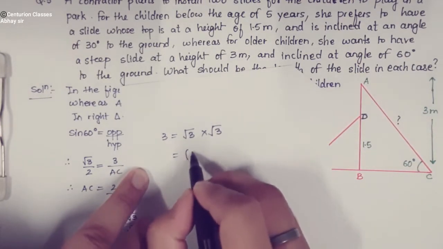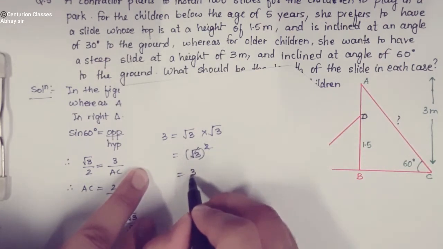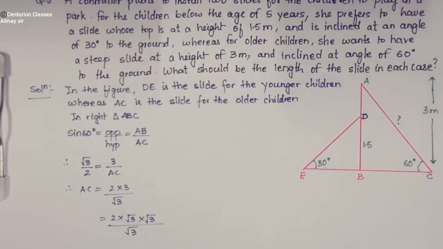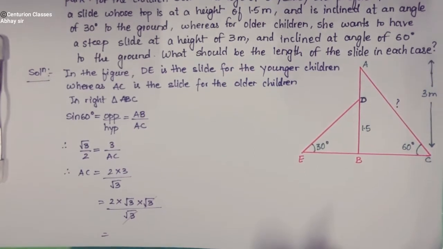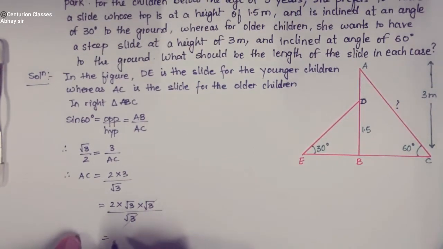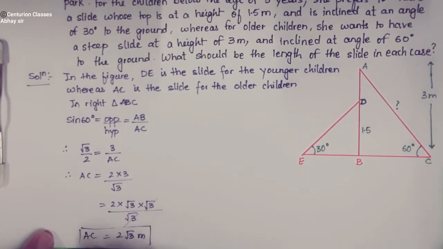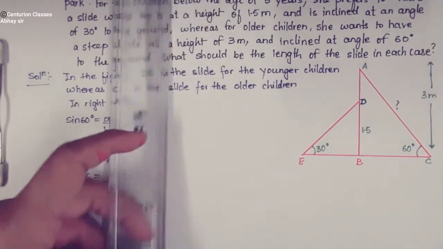The reason being, then it will become root 3 the whole square, and this square and this root will get cancelled out and we'll get 3. Okay, so this can be written like this. So keep that thing in mind. The reason for writing like this is that roots are not allowed in the denominator, so this will get cancelled and we'll get the final answer as 2 root 3 meters. Okay, so we have calculated the slide length for older children. Now let us do the same for the younger children.